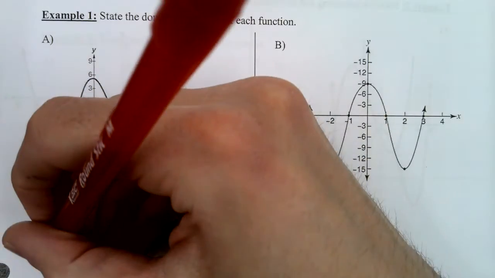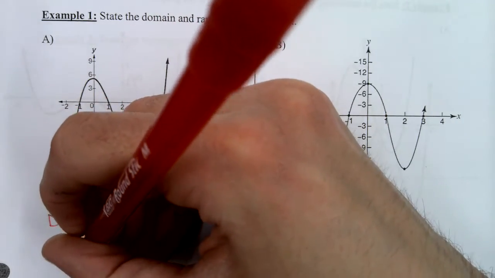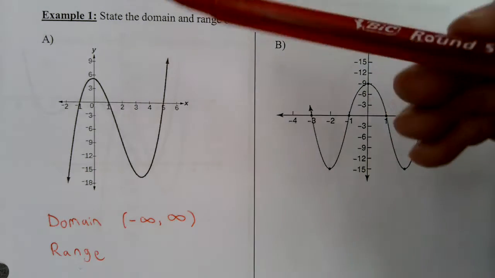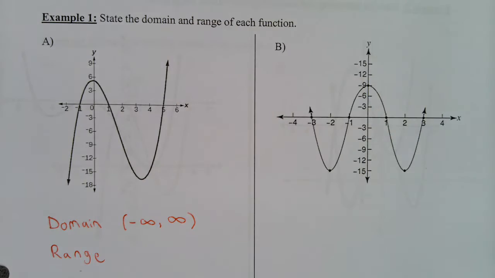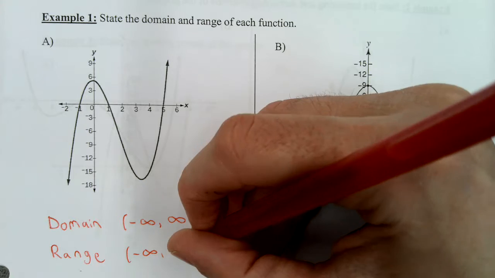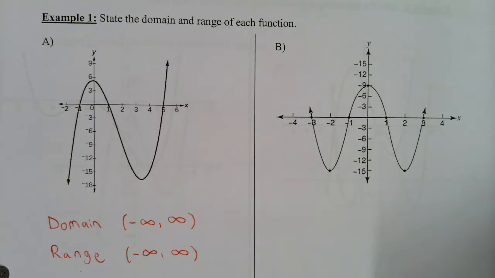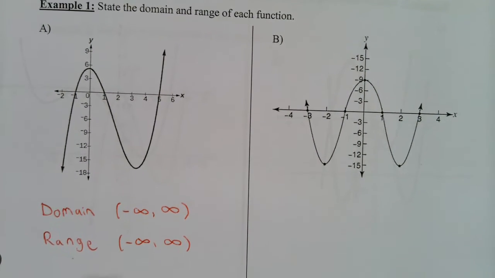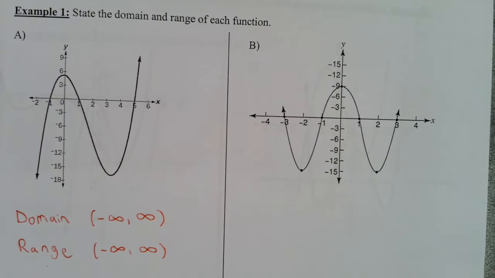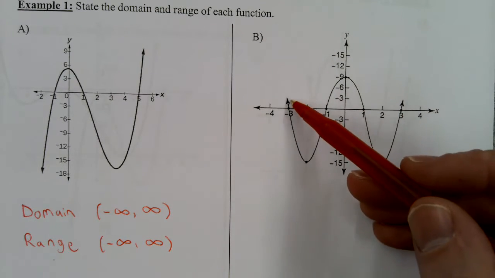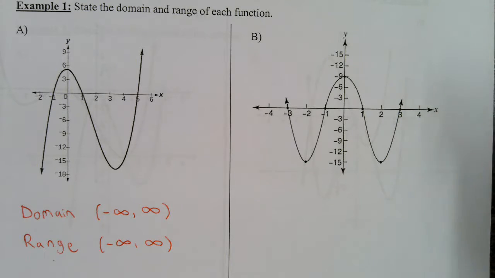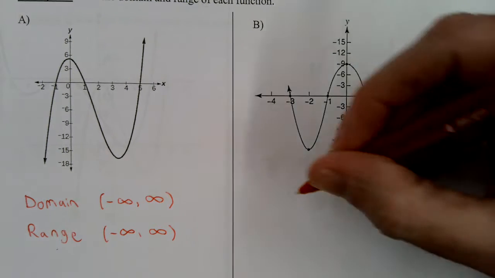The range is the y values in the graph. So this graph is going to go down forever. And it's going to go up forever. So the range will also be negative infinity to infinity. Example 1b, the domain, the x values, it's going to keep going to the left forever, the graph, and it's going to keep going to the right forever. So the domain, again, will be negative infinity to infinity.